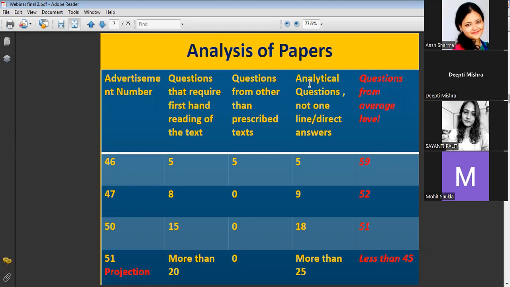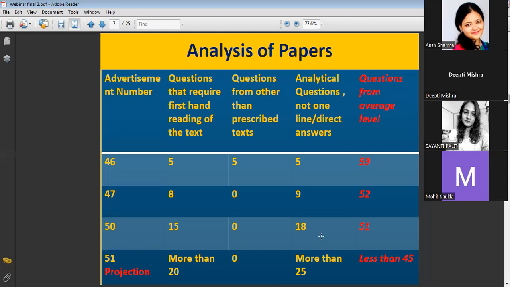Such questions were, I counted, only 5 in 46. The number increased to 9 in 47 and 2 times, that is 18 in 50. I repeat, from 5 to 9 directly to 18. And again, I can relate it with the instruction in the beginning of 46 and 47 syllabus: obscure or complex questions should be avoided. It was very clearly mentioned.